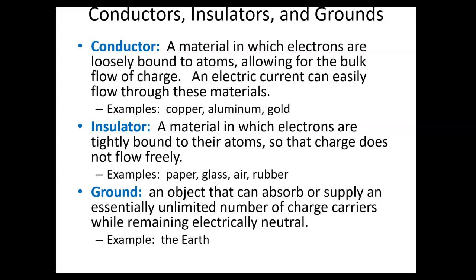And then we also want to talk about objects that can be a ground. When we say that an object is ground, we mean that it's so large, for example, compared to another object, that it can absorb or supply an essentially unlimited number of charge carriers while remaining electrically neutral. The Earth is a common ground, but depending on the size of the system, you yourself could be a ground, right? Your body could absorb a lot of electrons before your body has a detectable electric charge.